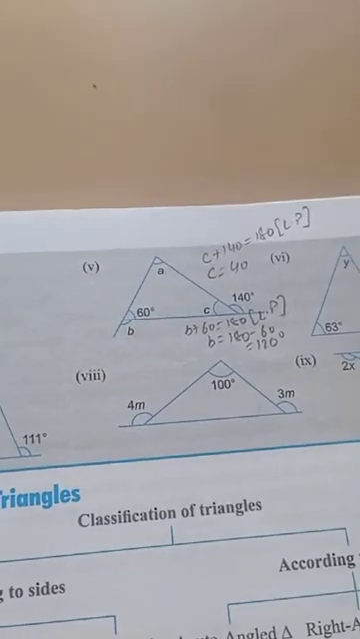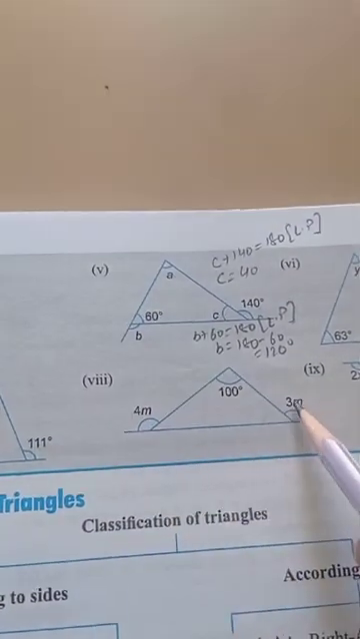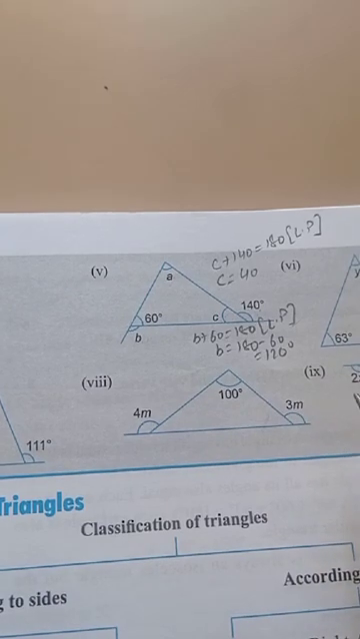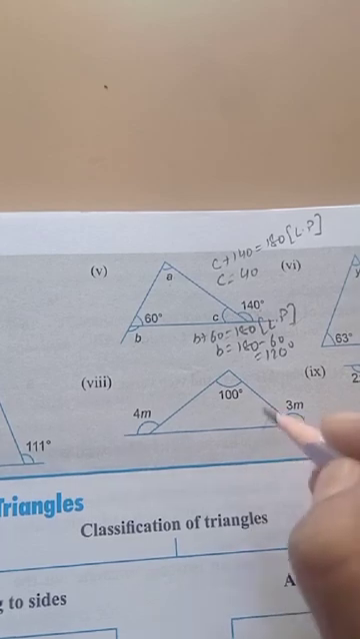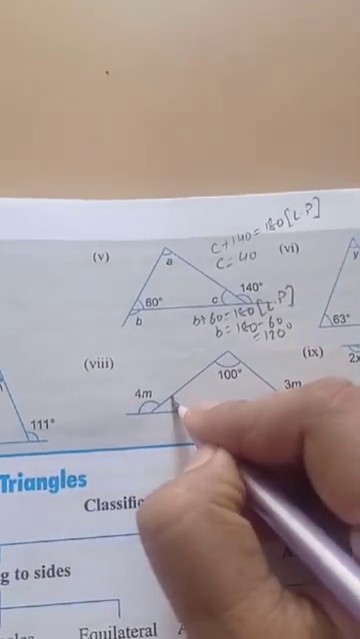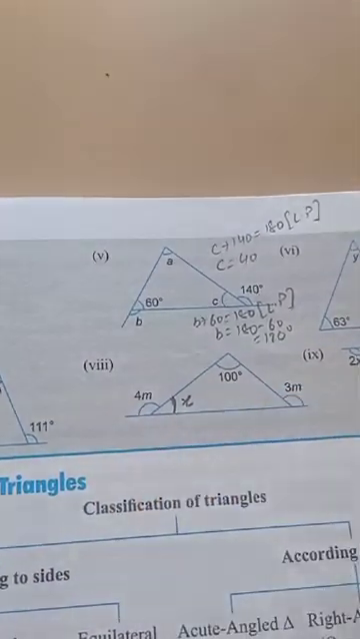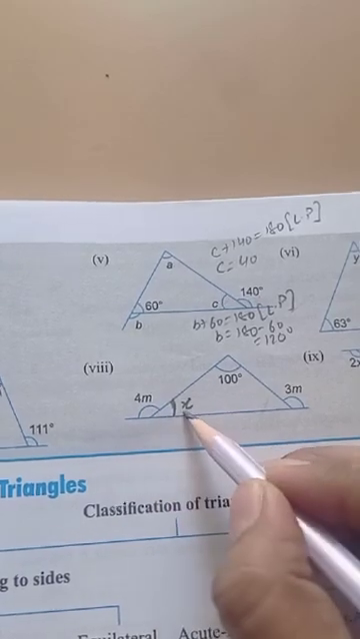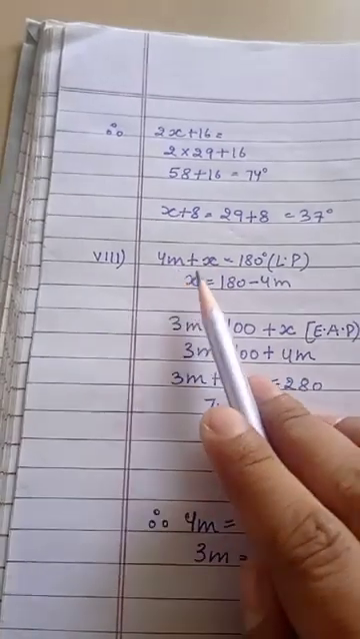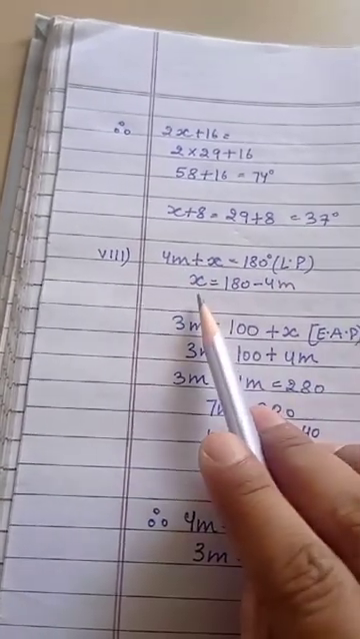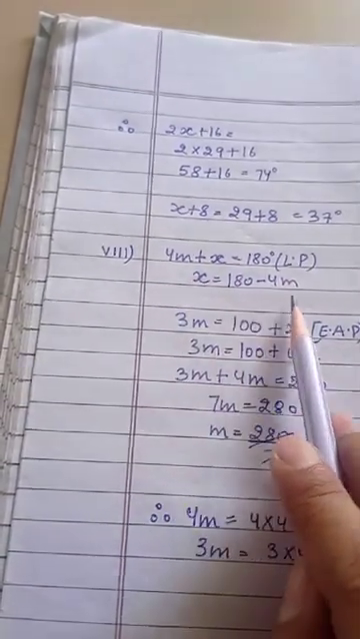Now in the next question you can see here both these are exterior angles. These two are exterior angles. So in this case what we'll do? Let this angle be x. What is sum of 4m and x is equal to 180. They are forming linear pair. 4m plus x is linear pair. So from here I got the value of x in terms of m.